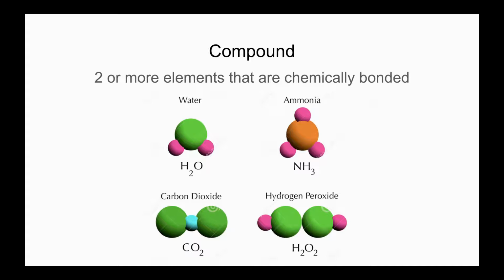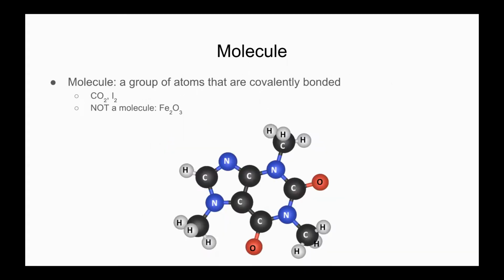Compounds are when two or more elements are chemically bonded. So examples of this are shown on the screen. Water is made up of hydrogen and oxygen. Ammonia is made up of nitrogen and hydrogen. Carbon dioxide is made up of carbon and oxygen. And hydrogen peroxide is made up of hydrogen and oxygen. So those are all compounds.